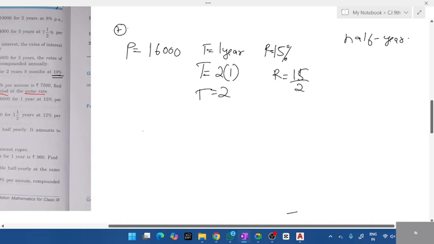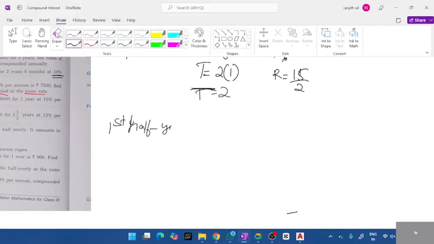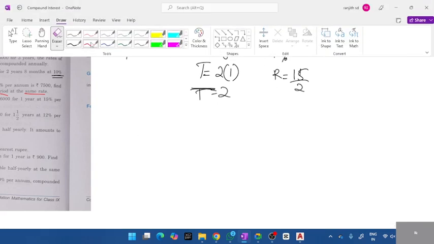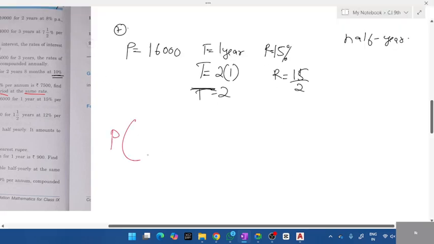You have to use the formula. If it was year by year calculation, how would you do it? T is 2. So how many half year calculations do you have to show? First half year and second half year. That is the year by year calculation. Now we have to use the formula method. So the formula, look at the formula. P into 1 plus R by 100 to the whole power n. This is the actual formula.